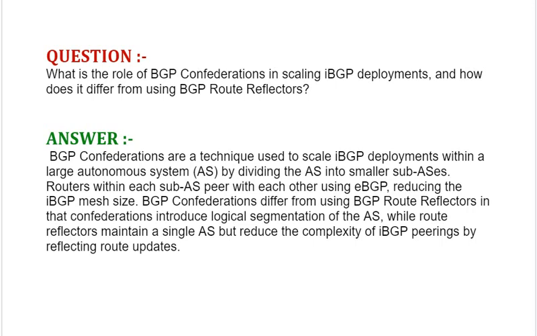Routers within each sub-AS peer with each other using iBGP, reducing the iBGP mesh size. BGP confederations differ from using BGP route reflectors in that confederations introduce logical segmentation of the AS, while route reflectors maintain a single AS but reduce the complexity of iBGP peerings by reflecting route updates.